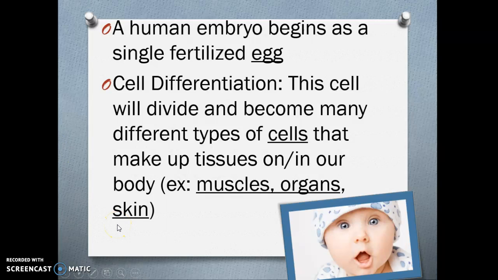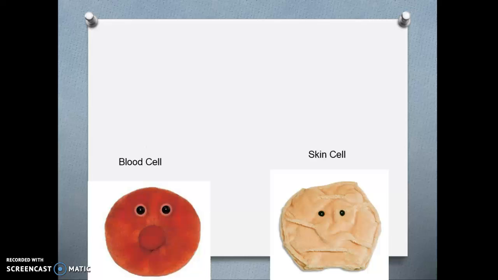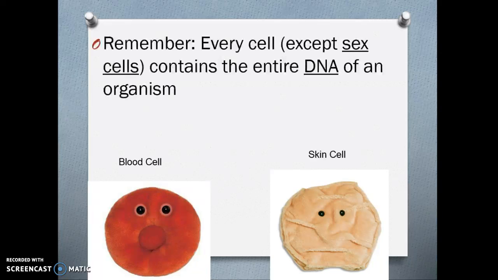For example, muscle cells are going to produce different proteins than your skin cells. Your skin cells can produce sweat, so they're going to have to do transcription and translation to help produce sweat. Muscle cells don't produce sweat. However, they still have the gene in their nucleus that would allow them to produce sweat. However, it is turned off in the muscle cell, but turned on in the skin cell. So every cell in your body contains the entire DNA of your organism, all 46 chromosomes.